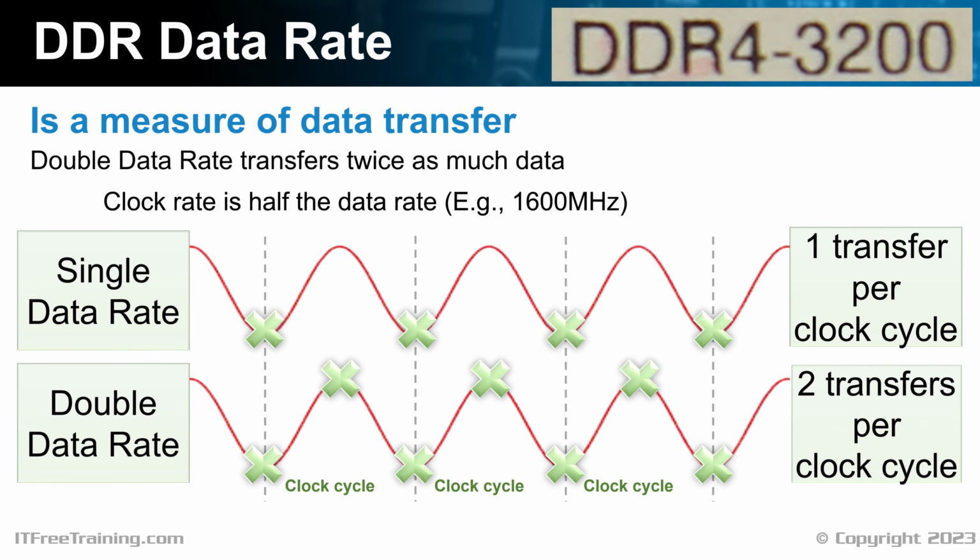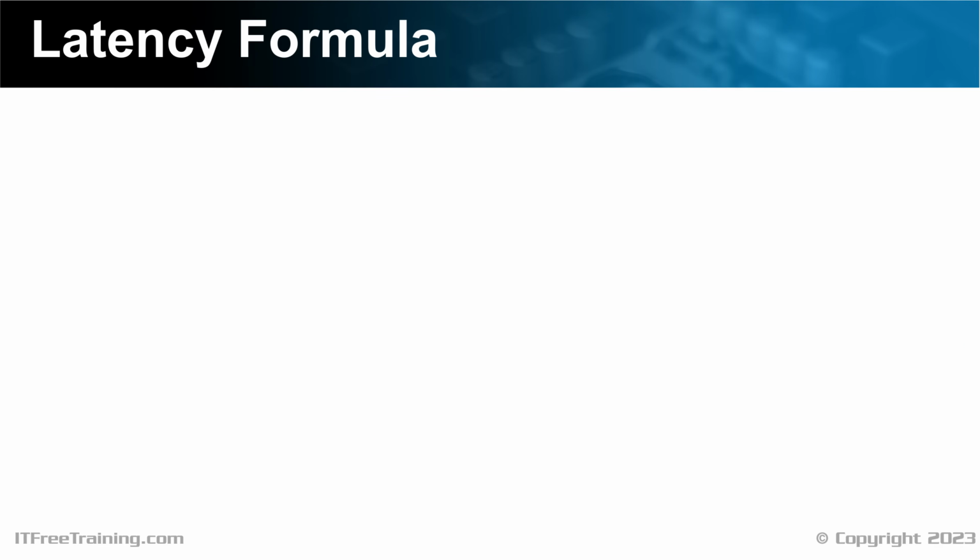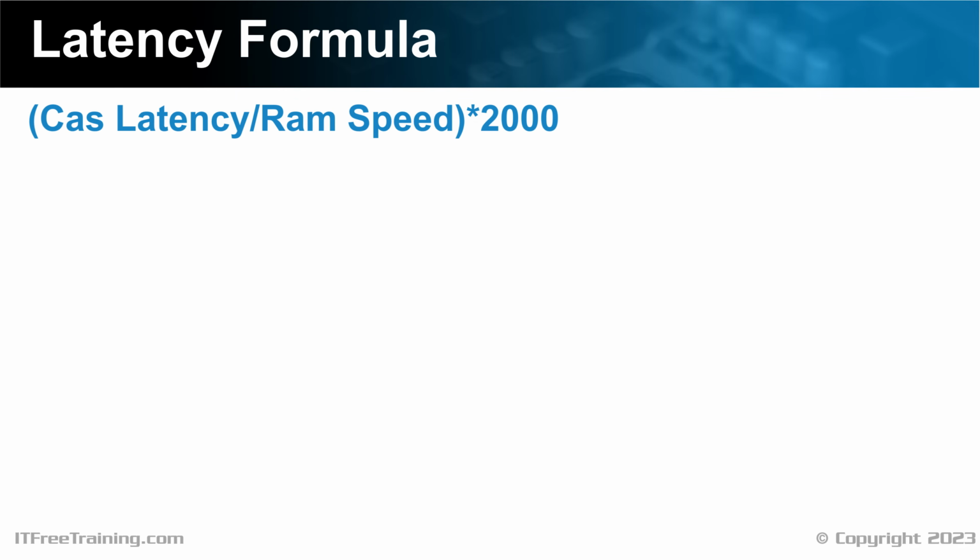Let's have a look at how we can make a decision about which memory modules on the market will give us the best performance. Now, there are a lot of factors that go into how fast your memory will be. These include the type of application you are running. This formula will give you a rough guide to compare different types of memory modules. The formula is CAS latency divided by RAM speed multiplied by 2000. We use 2000 rather than 1000 because DDR is double the speed.